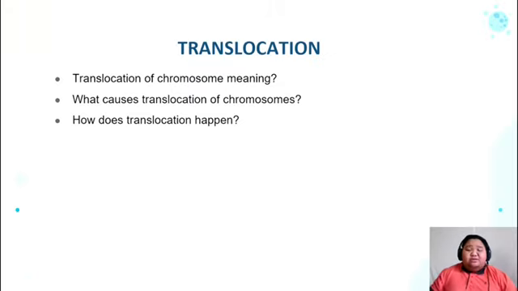So for the translocation of chromosome, translocation is a type of chromosomal abnormality in which a chromosome breaks and a portion of it reattaches to a different chromosome. Chromosomal translocation can be detected by analyzing the karyotype of the affected cells. So what causes translocation of chromosome? However, the mechanism which causes this translocation remains poorly understood.